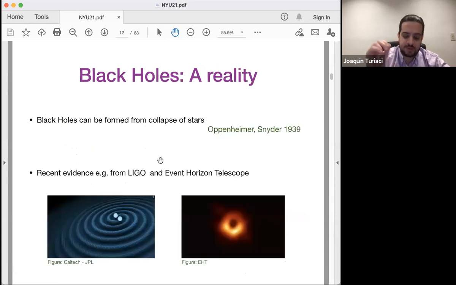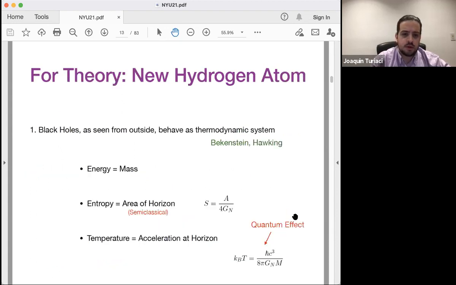Now, black holes became a reality afterwards. First, it was understood that they're not just a theoretical solution; they can be formed by collapse. So this gives a way of producing them. And recently there has been more evidence, from gravitational waves or from the Event Horizon Telescope, where you can actually take a picture of them, that they exist out there. Okay, so for theory, they are like the new hydrogen atom, which is a reasonable analogy.